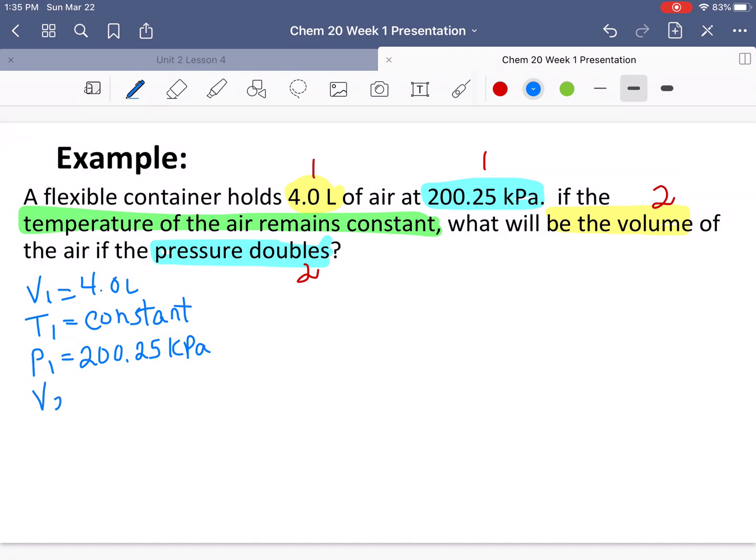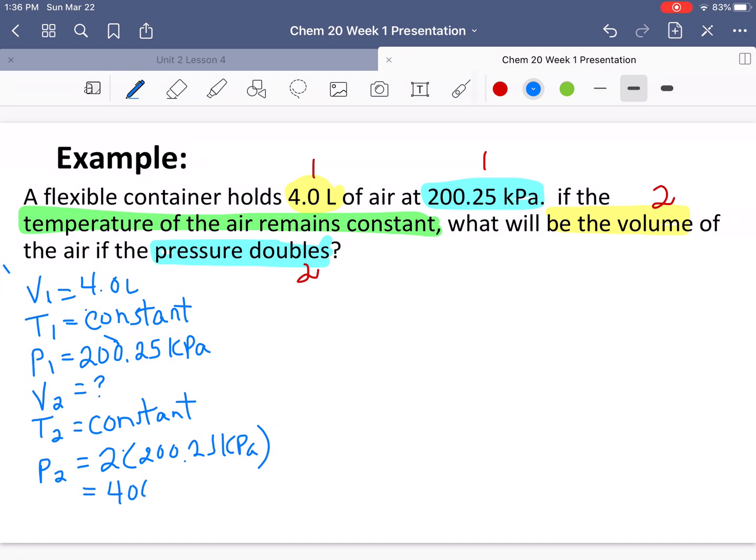Now we get to V2. This is the whole point of the question, so I don't know. T2, same thing. Temperature remains constant. So write down the word. It is constant. And our final pressure, the initial, is going to double. So we're going to go 2 times 200.25 kilopascals, which works out to be the grand total of 400.50 kilopascals.